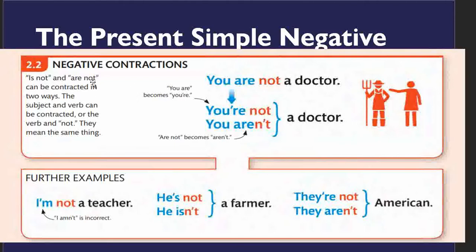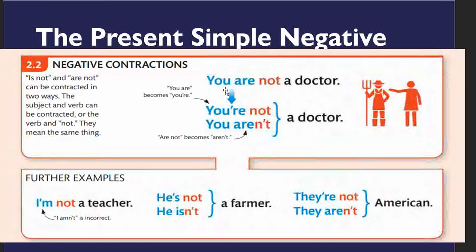Is not and are not can be contracted in 2 ways. The subject and the verb can be contracted, for example he's, where subject and verb are contracted, or the verb and not can be contracted. For example, are not changes to aren't. So there are two ways of contractions. Either you contract the first part or you contract the second part. Either one can be used. They mean the same thing.